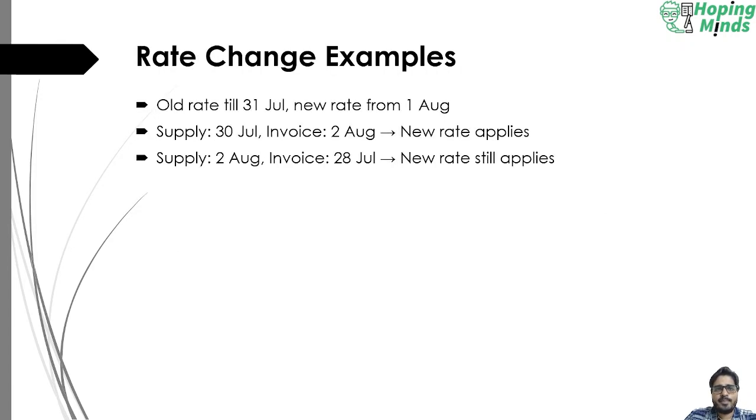So let's take one more example. If the old rate is till 31st July, new rate from 1st August. Goods supplied on 30th July, invoice raised on 2nd August. Then in this case, the new rate shall apply since the invoice is after the change in rate. In case supply is made on 2nd August and invoice raised on 28th July, still the new rate shall apply because supply has been made after the rate change.